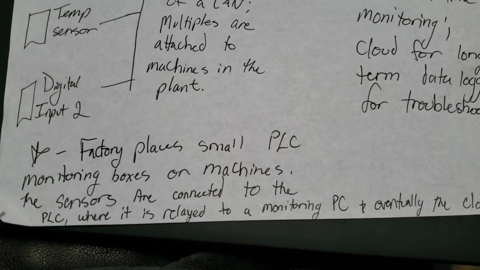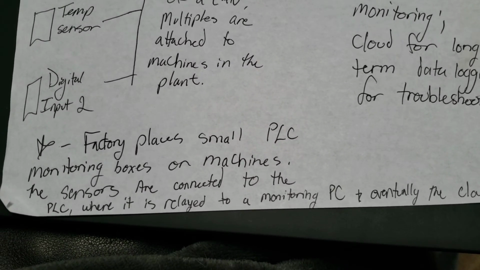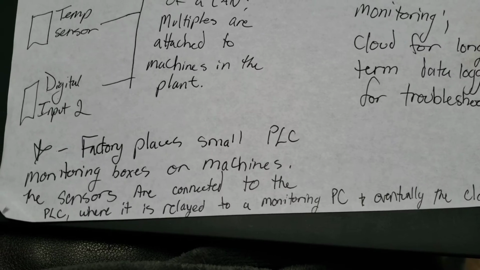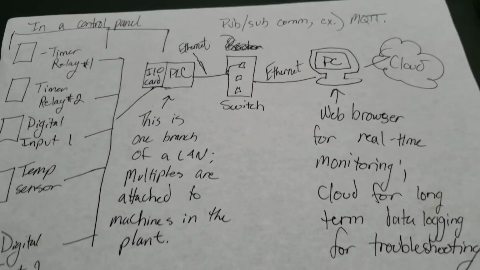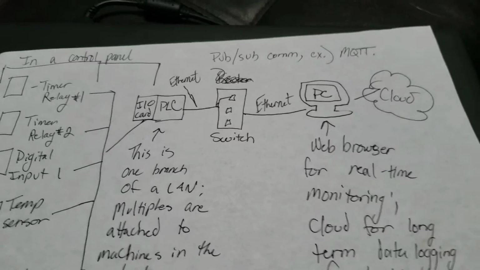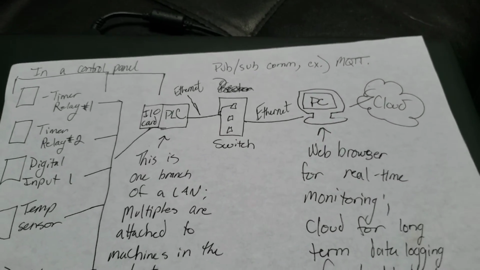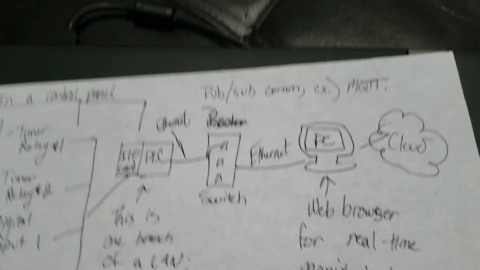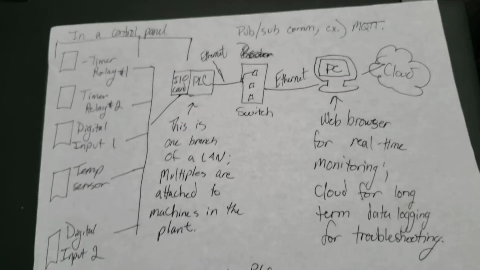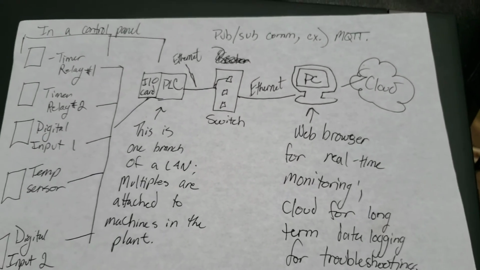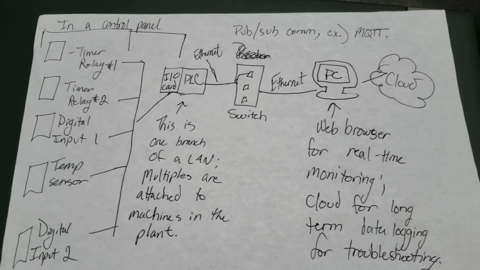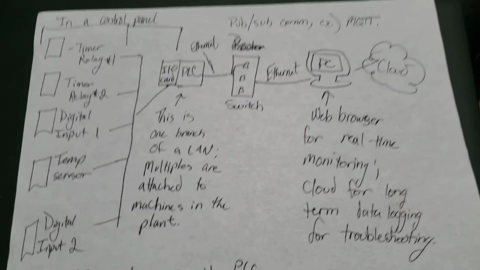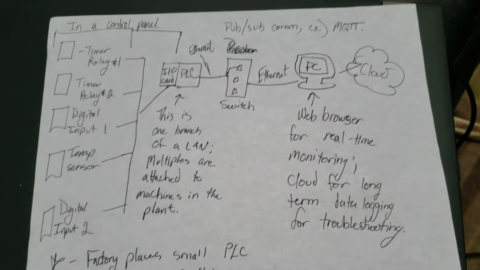Factory places small PLC monitoring boxes on machines. The sensors are connected to the PLC, and then the PLC acts as the gateway to relay this information up to the cloud. Oh, and this would be done via MQTT, pub-sub communication, due to the fact that we don't need bidirectional communication back to the sensors. Sensors are strictly there to send information.